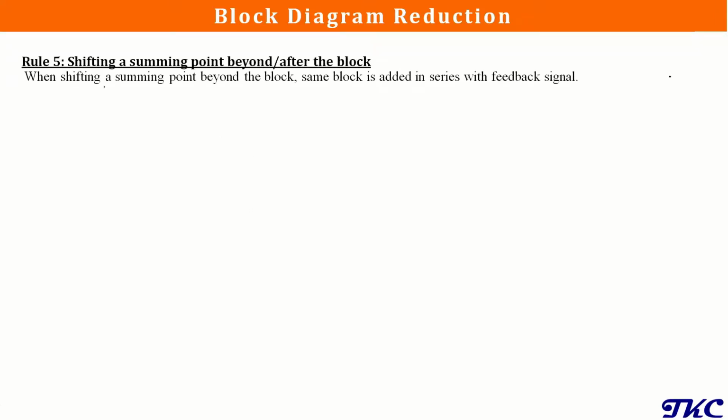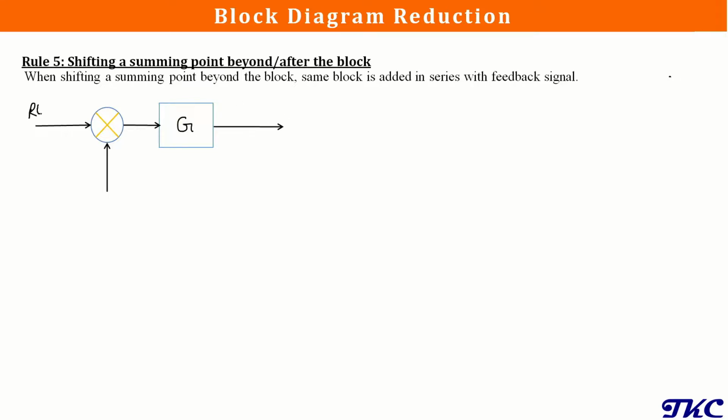Next rule we have is shifting a summing point beyond or after the block. So when we shift the summing point beyond or after the block, we need to add that block in series with the feedback signal. Now let's understand this one. We have a summing point here, and we have a block G. We want to shift this summing point after this block. Now let's find what the output will be here.